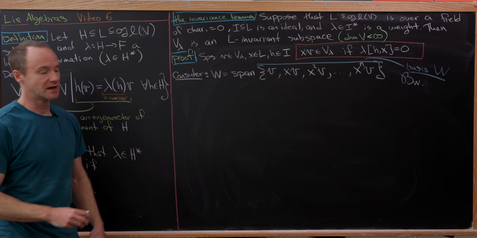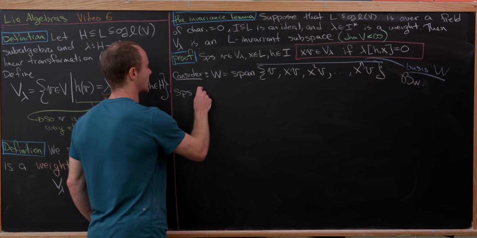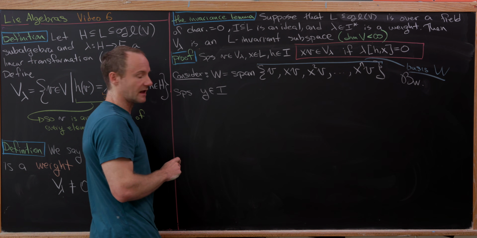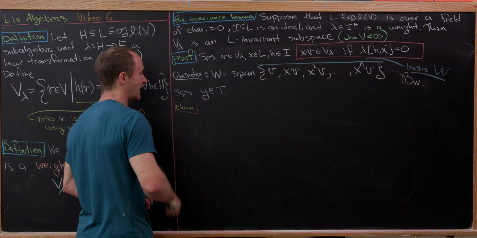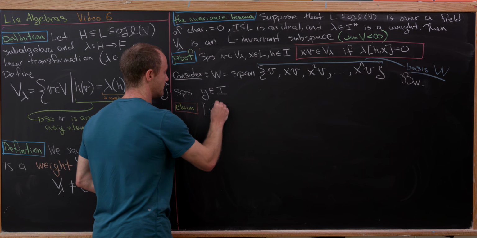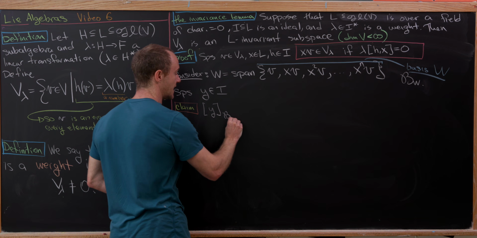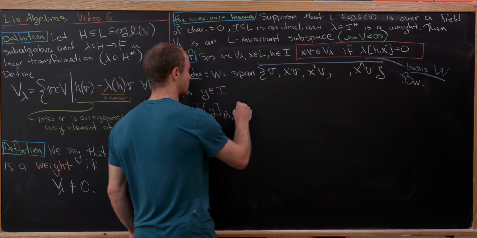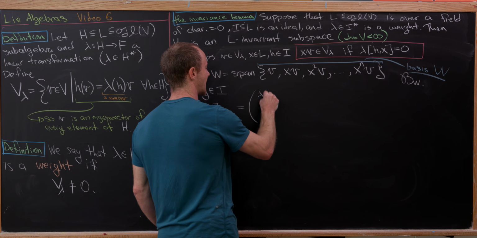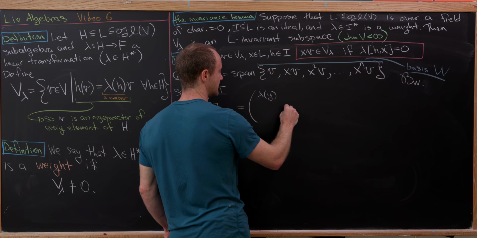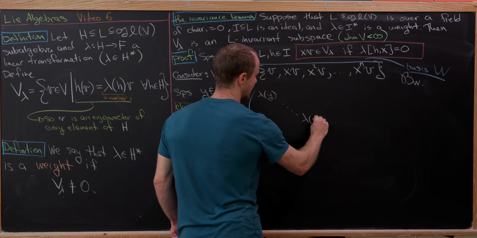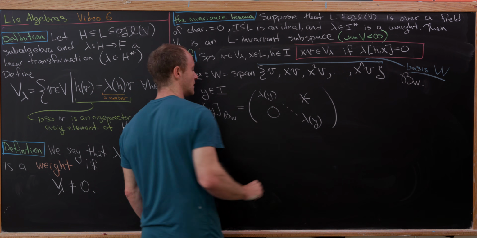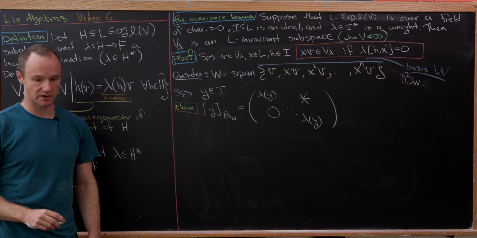Okay, nice. And now let's suppose that we've got a new y inside of our ideal I, and let's make the following claim. And that claim is, if we look at the matrix representation of y in this basis of W, which we've expressed, then we get an upper triangular matrix, and on the diagonal is lambda evaluated at y. So I'll just put lambda evaluated at y, all the way down the diagonal. And then above the diagonal is free, and below the diagonal has to be equal to 0.